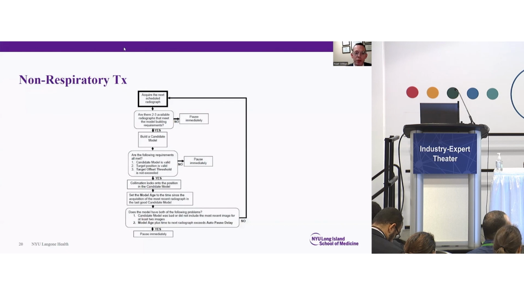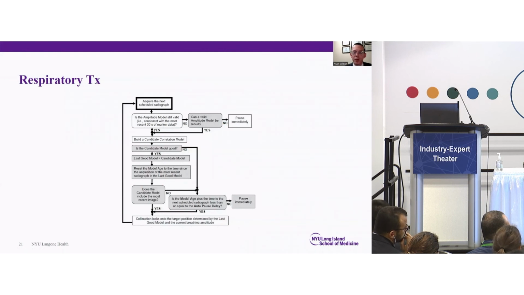Here's a flow diagram for a non-respiratory treatment. I'm not going to get into all the details, but essentially what happens is one acquires a radiograph, adds it to the model, makes sure that the model is valid, makes sure that the target excursion hasn't exceeded the threshold, and then basically uses that model until we take the next radiograph. So similarly with respiratory tracking, you're acquiring data, you acquire an image, you add it to the model, you build a new correlation model, you make sure that the target excursion hasn't exceeded any limits, and from there you just update the model.